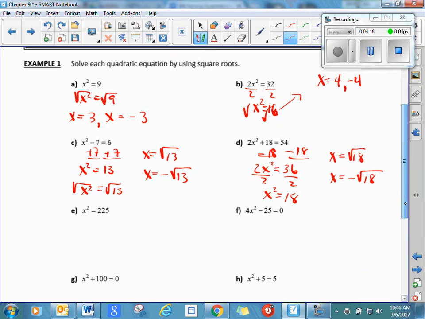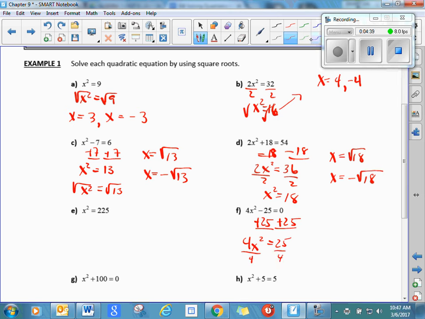I'm going to skip E. That's pretty straightforward. That's really like example A. And skip on to F. Again, the first step is to isolate that variable. You're going to add 25 to both sides, and you get 4x squared is equal to 25. And now you're going to divide both sides by 4.